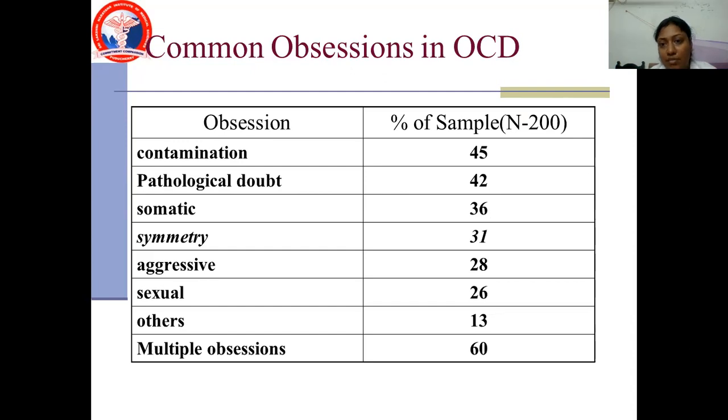Number one stands contamination. This was in a sample of 200. Contamination, almost 45%. Pathological doubt, 42. Somatic, 36. Symmetry, 31. Aggressive, 28. Sexual, 26. Others, 13. And multiple obsessions, 60. We get a lot of patients with multiple obsessions, like sexual thoughts, that is blasphemous thoughts, then scrupulosity, and many others like pathological doubt and contamination. So many together we usually get in our OPD.